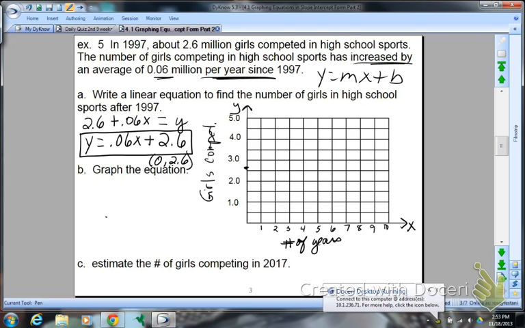Now my slope, what is my slope? No, 0.06. It's not 0.06x, it's 0.06. Now how in the world do I do rise over run with 0.06? I can't do that. So the only way to graph is to make a table. So we're going to make a table.